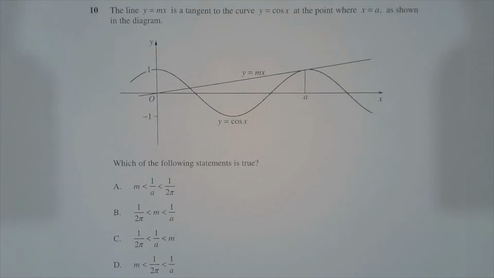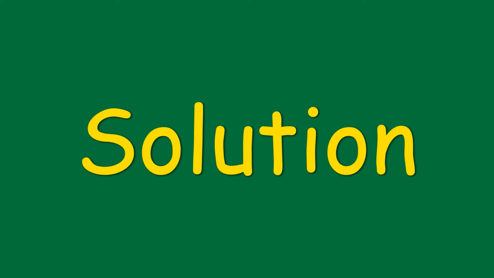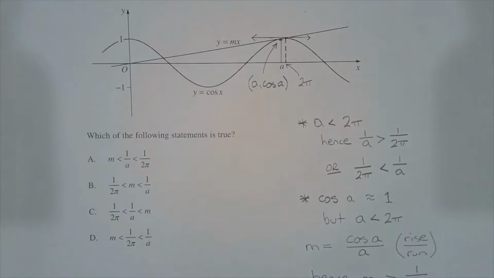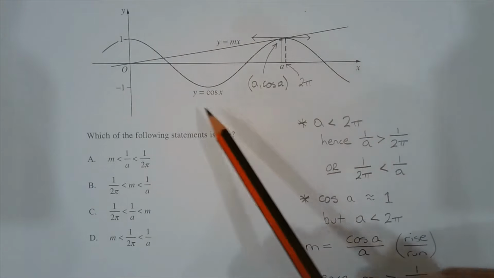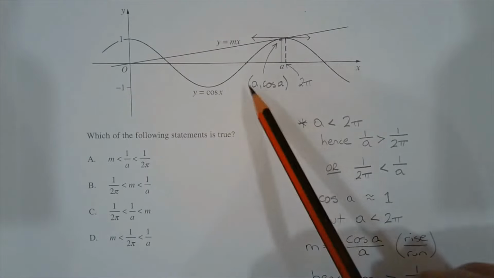Question 10. The line y equals mx is a tangent to the curve y equals cos of x at the point where x equals a, as shown in the diagram. Which of the following statements is true? The coordinates of the point of contact of the tangent y equals mx and the curve y equals cos of x is a, cos of a.